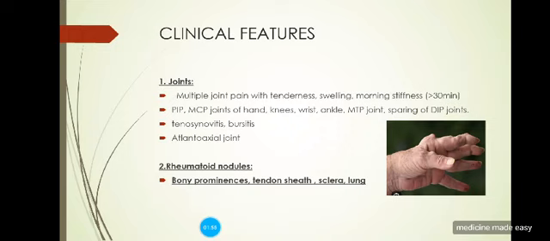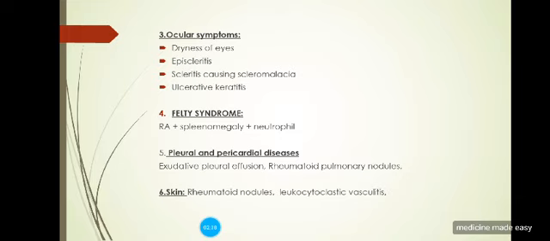There can be certain patients in which there is no involvement of joints, only tenosynovitis. There can be bursitis, not exactly involvement of joints. There can be involvement of the atlantoaxial joint. Then there can be rheumatoid nodules, which can be found in the lungs, sclera, tendon sheaths, and bony prominences. Then ocular symptoms are very common, which include dryness of eyes, episcleritis, scleritis leading to scleromalacia, and ulcerative keratitis.